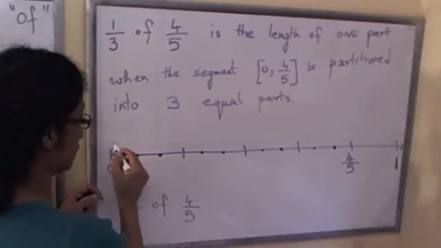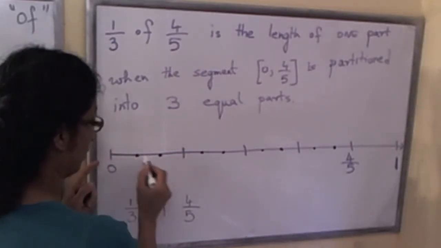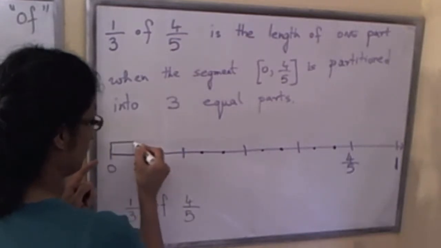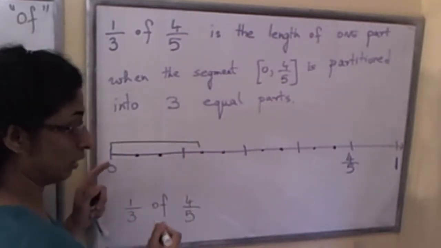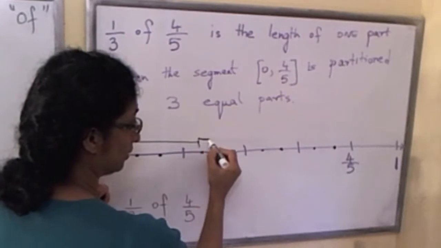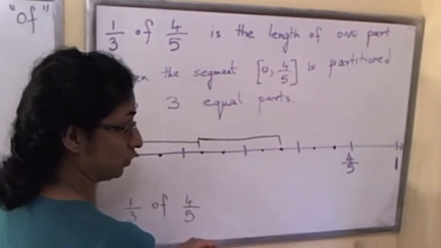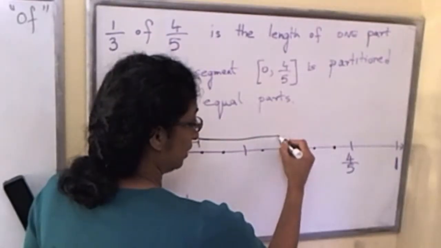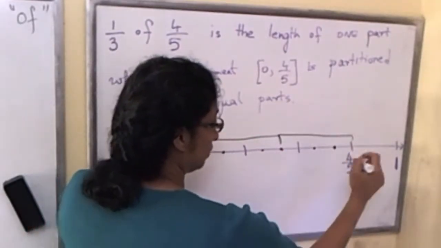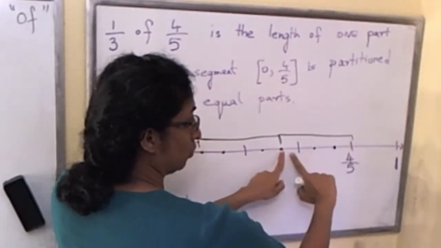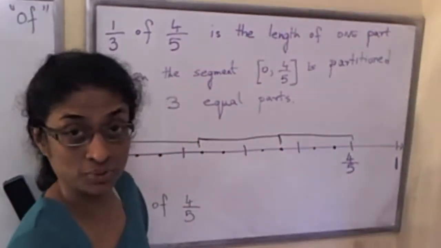So let's proceed as follows. 1, 2, 3, 4. So here's my first part. Then here's my second part, which consists of 1, 2, 3, 4 of those short pieces. And finally, here's my third part. 1, 2, 3, 4 of the short pieces.